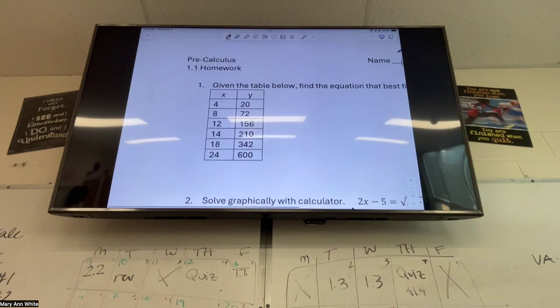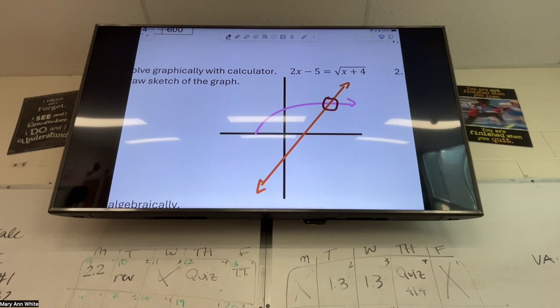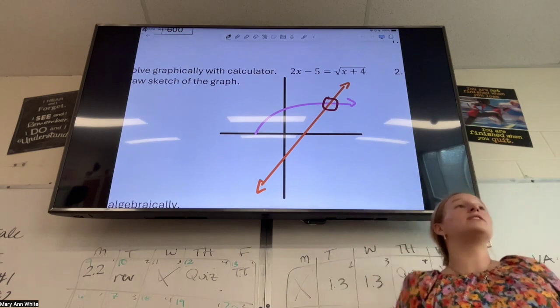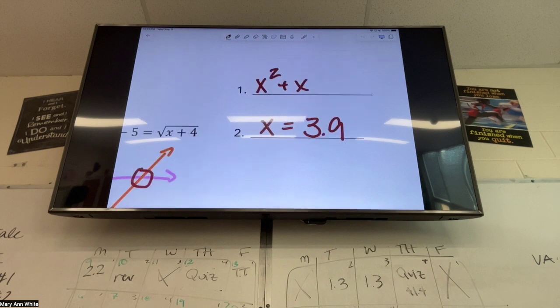But number one was the one where I gave you an equation or a table, and you had to find the equation of best fit. So you got to remember how to put those numbers into the calculator and either do linear or quadratic regression. And then number two, I think, is pretty basic. It's where I just give you an equation, I say solve with the calculator. All we have to do is graph the two lines and find their point of intersection. It should be really simple, but sometimes we still mess it up. So I just really want to ensure that we can do that. What's our answer? For one like that, just the x value.